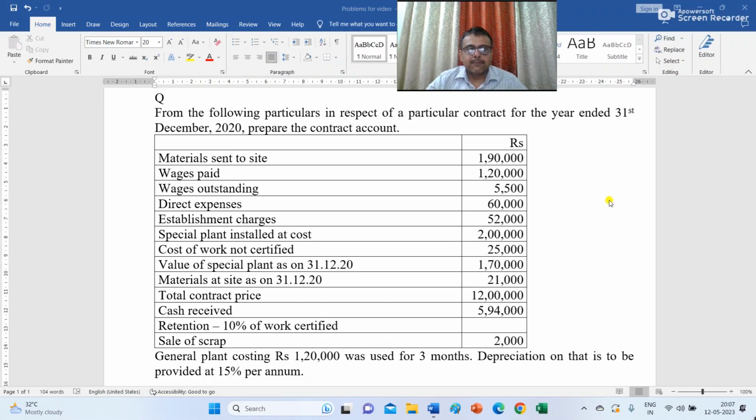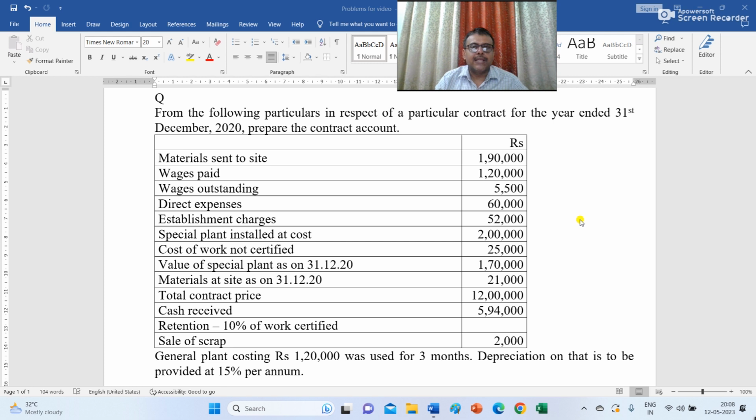Total contract price for rupees 12 lakh. Cash received 5,94,000. Retention 10% of work certified. Sale of scrap 2,000. General plant costing rupees 1,20,000 was used for 3 months. Depreciation on that is to be provided at 15% per annum.